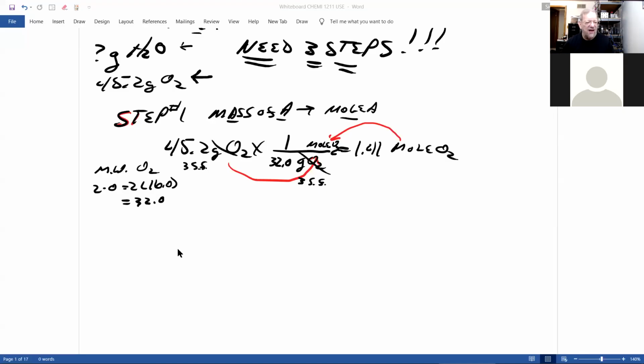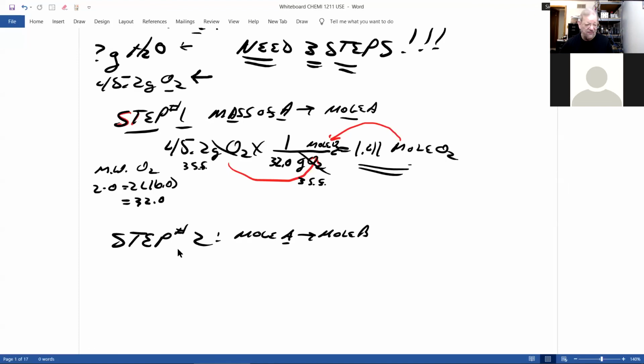All right, now, are we done? No, we're trying to get the grams of water. Now we need step number 2, which is moles of A to moles of B. And what does that mean? Well, moles of A is what we started with, oxygen, which we now have. So I'm going to write that down.